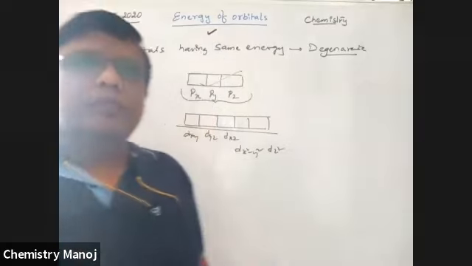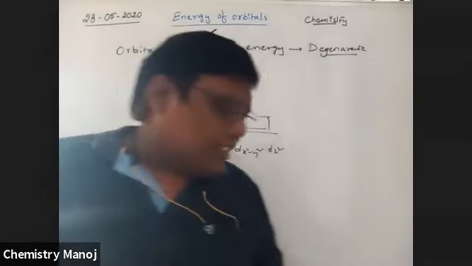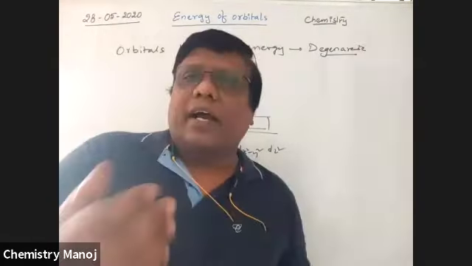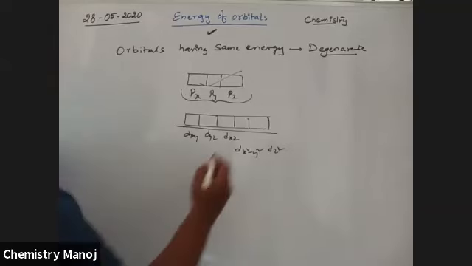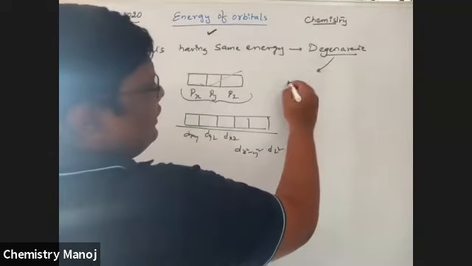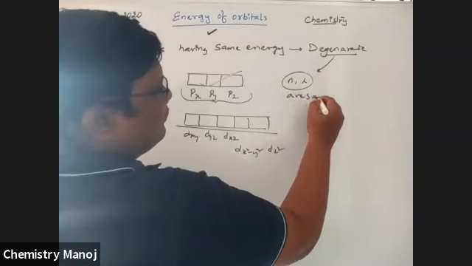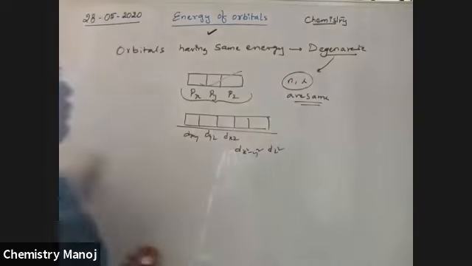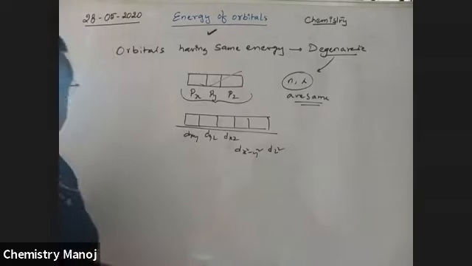Now, the least energetic orbital is taken as the ground state, and a higher energy state is called an excited state. Once again, for degenerate orbitals, the n value and l value are the same. That is, the principal quantum number and the azimuthal quantum number are both the same.